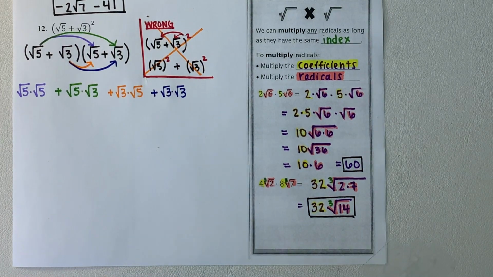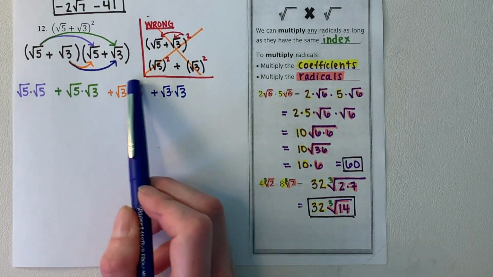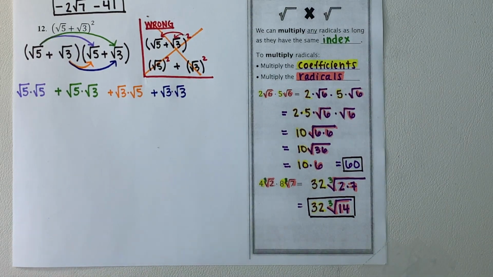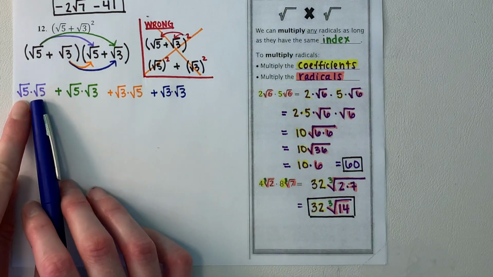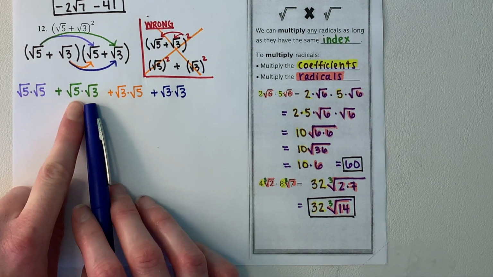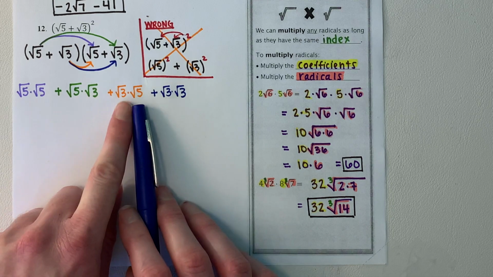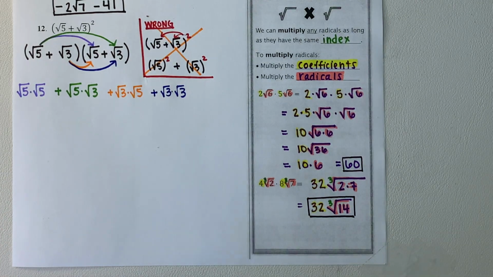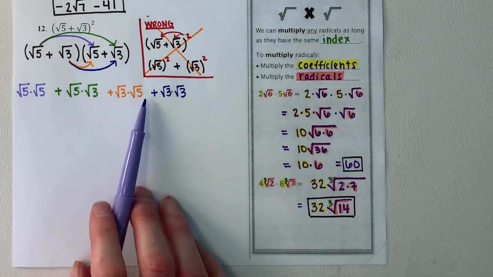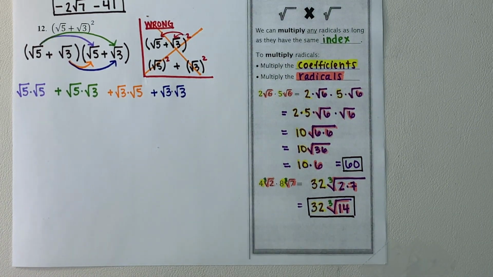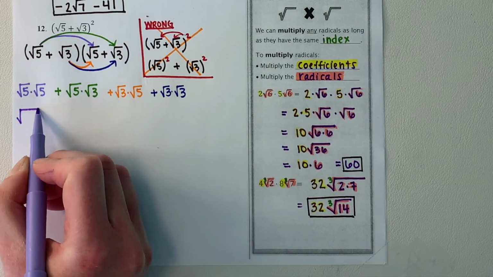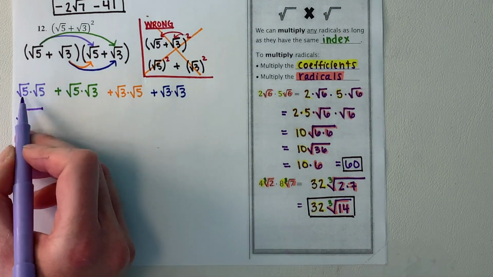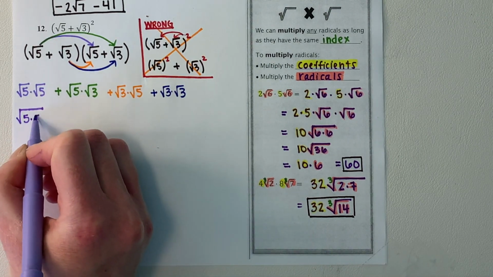Now let's focus on simplifying this piece, this piece, this piece, and this piece. Remember, you can multiply radicals as long as they have the same index. These are both square roots, so we can multiply them. These are both square roots, so we can multiply them. These are square roots, and these are square roots. So it looks like we'll be able to multiply each of these pairs of radicals. And let's use the product property of radicals here. The product property of radicals says when you multiply two radicals with the same index, you can combine that multiplication underneath one radical symbol. So this will give us the square root of 5 times 5.